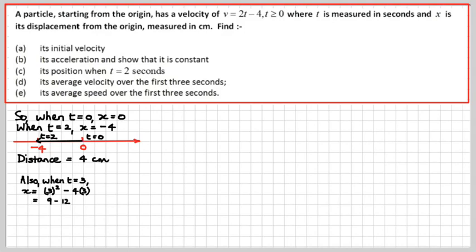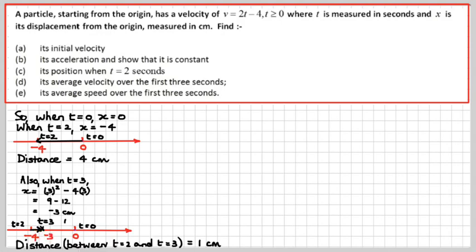Now, for the second part of the journey, when it started going forwards, when t was 3, x was minus 3. So it's actually travelled from t is 2 to t is 3, for that 1 second where it started going forwards, and it ended up at minus 3. So it's gone 1 unit in this direction, positive. It went from there to there, a distance of 1 centimetre. So now what is the total distance? The total distance travelled is this 4 centimetres backwards, or to the left, plus this 1 centimetre forwards to the right, which is 5 centimetres.